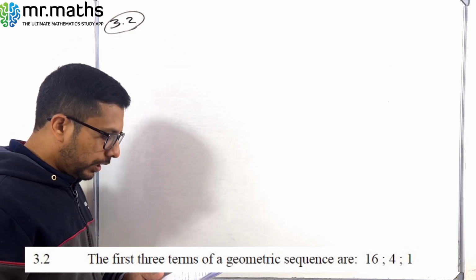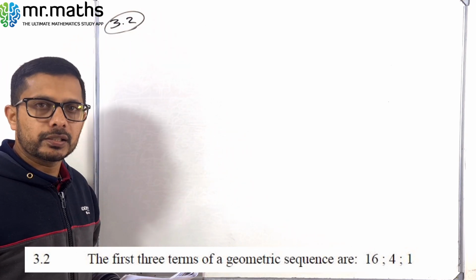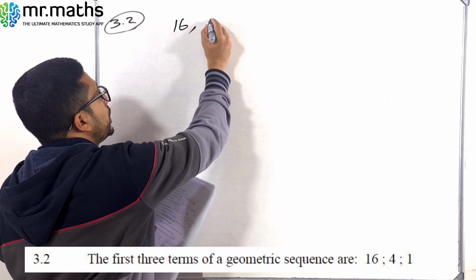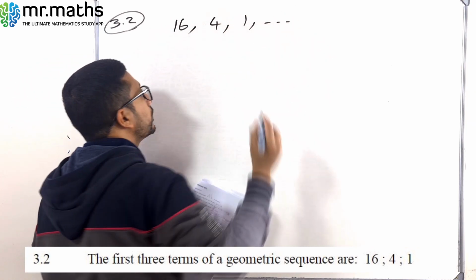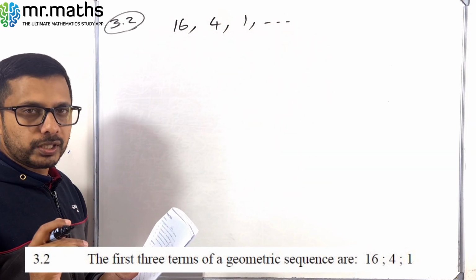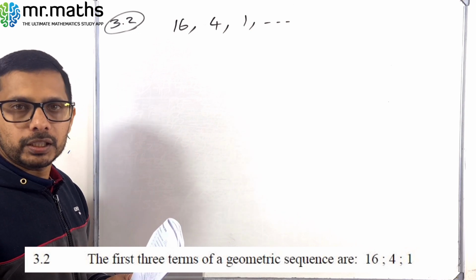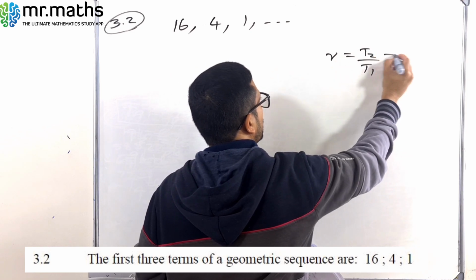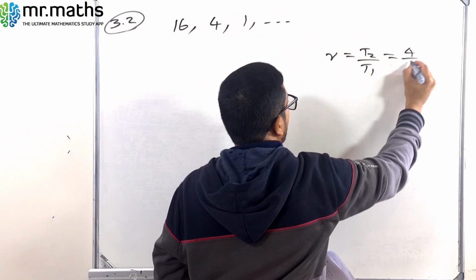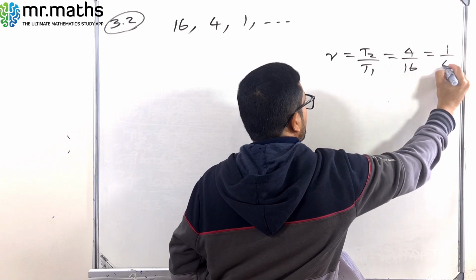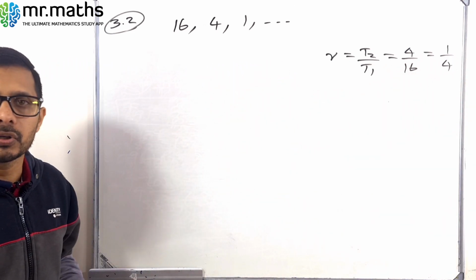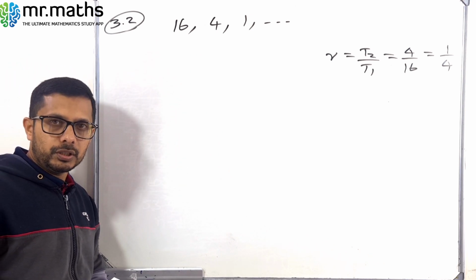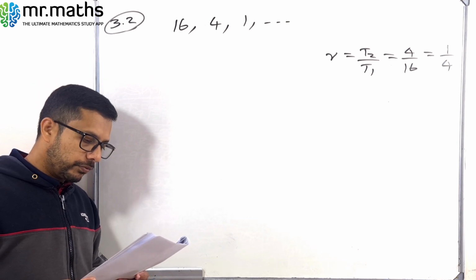What is that question? The first three terms of a geometric sequence. So now here it is a geometric sequence. What are the first three terms? 16, 4, 1, etc. Okay, so if it is a geometric sequence, what can you find? The common ratio. How can you find it? T2 divided by T1. So it is 4 divided by 16. The simplified answer is 1 over 4. So it means that in this given geometric sequence, the common ratio is 1 over 4. Okay, now let's see what is the first question.